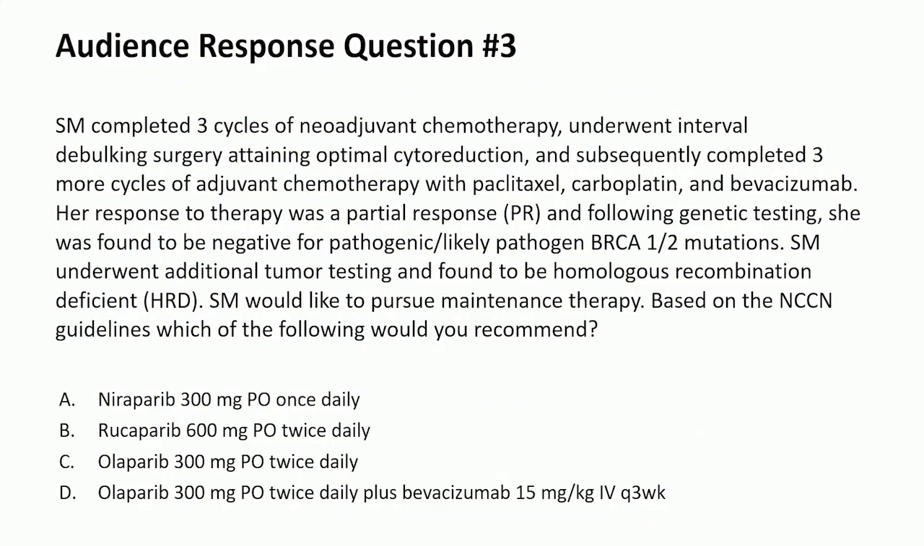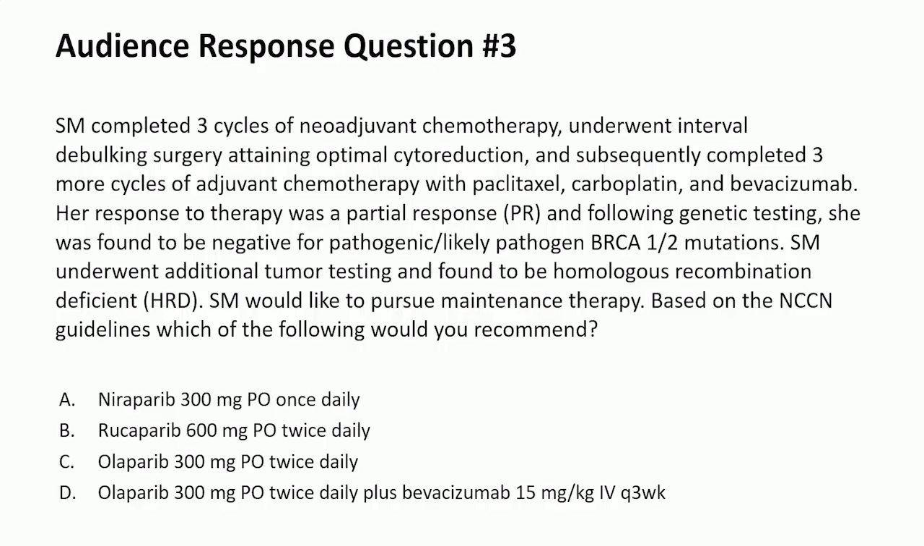And this brings us to audience response question number 3. So SM completed 3 cycles of neoadjuvant chemotherapy, underwent interval debulking surgery, attaining optimal cytoreduction, and subsequently completed 3 more cycles of adjuvant chemotherapy with paclitaxel, carboplatin, and bevacizumab. Her response to therapy was a partial response, and following genetic testing, she was found to be negative for any pathogenic or likely pathogenic BRCA1 or 2 mutations. SM underwent additional tumor testing and was found to be homologous recombination deficient, or HRD.